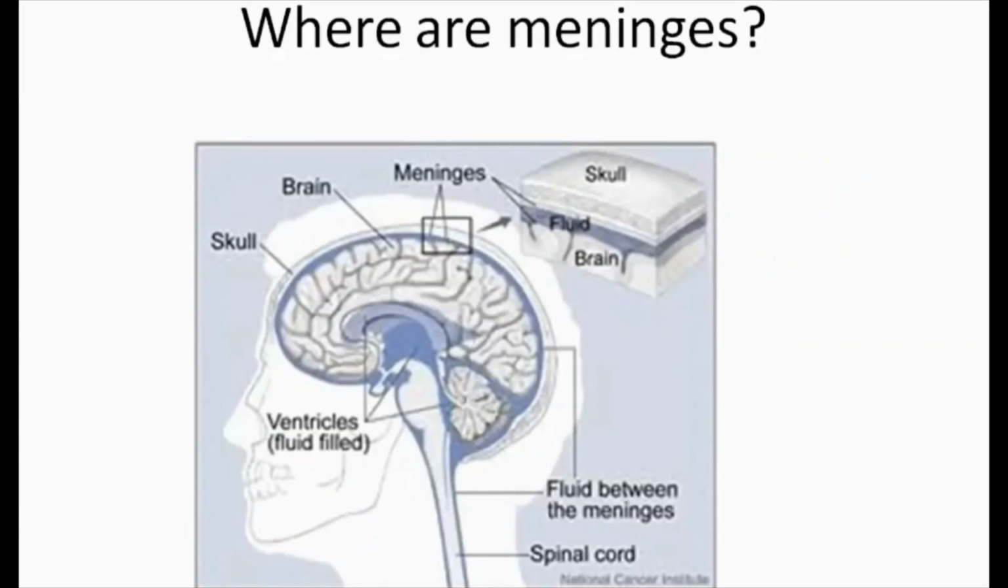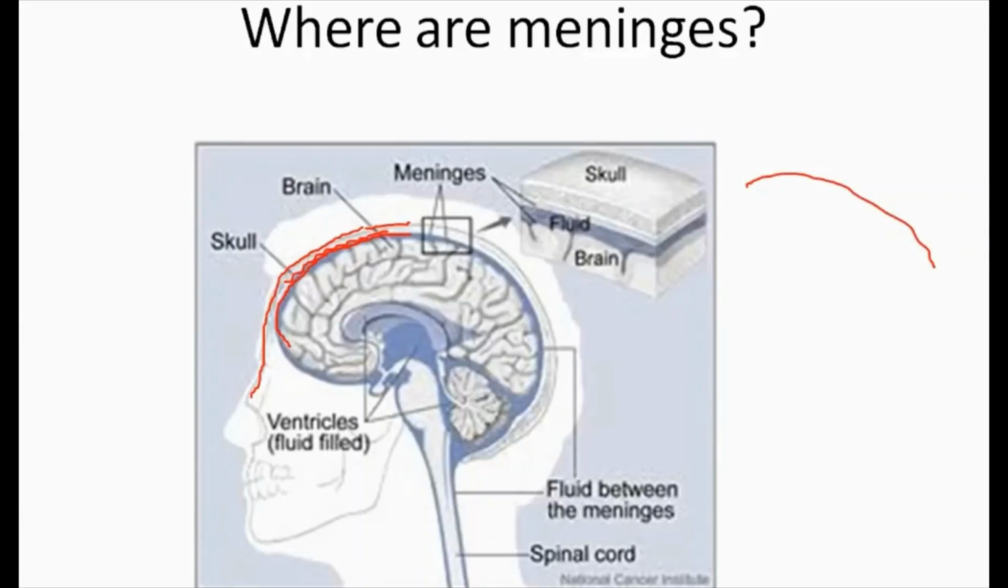Where are these meninges located? See in this picture, the outermost region is the skull region. The brain is present inside the skull. In between the skull and the brain, some gap is present, and that is the meninges layer.